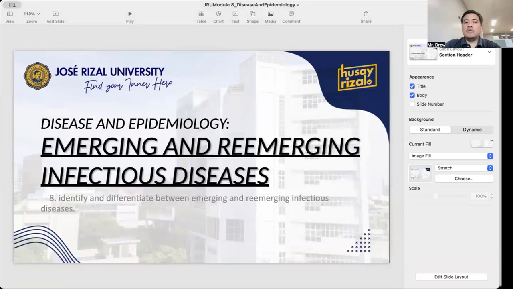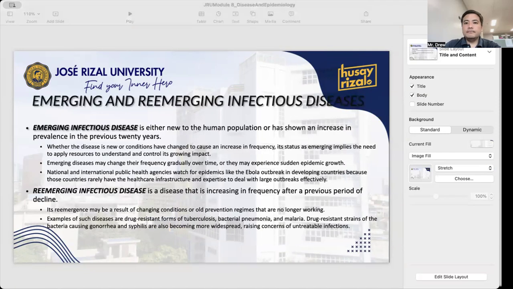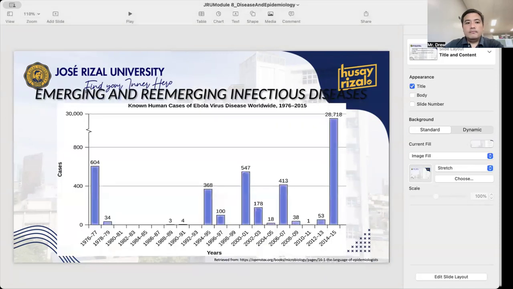Let's go to disease and epidemiology, emerging and re-emerging infectious diseases. When you say emerging diseases, they are new or increasing in prevalence. Example, Ebola and COVID-19. Re-emerging diseases return after a decline. Example, drug-resistant TB, tuberculosis, or malaria. You can see in this graph cases of Ebola virus, worldwide, from 1976 to 2015.